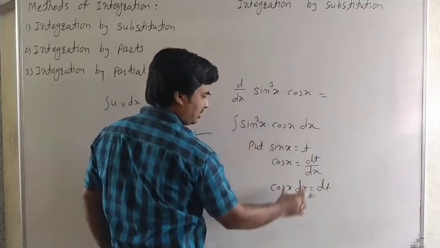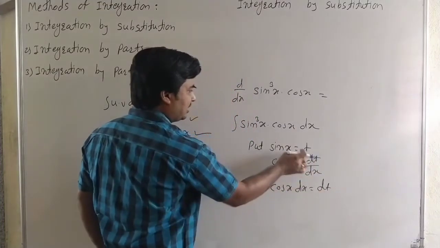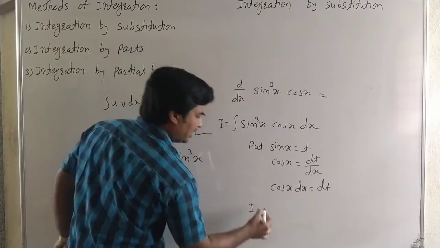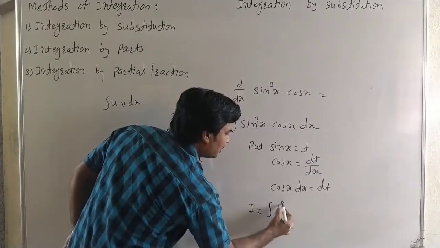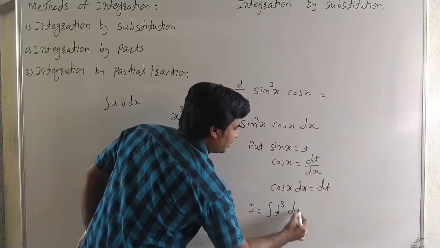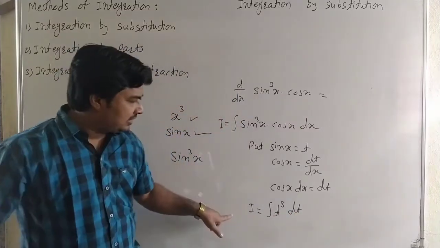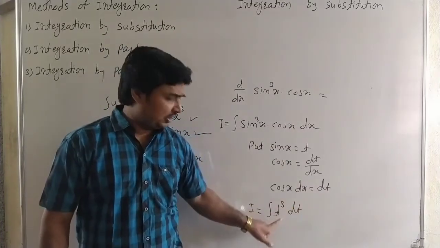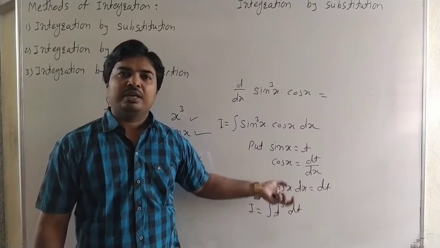Now here cos x dx, we can write it as dt, and sin x is t. So the integral is equal to the integral of t cube dt. Now it is in the standard form, x to the power n, with the variable here being t to the power n, and we can directly integrate.